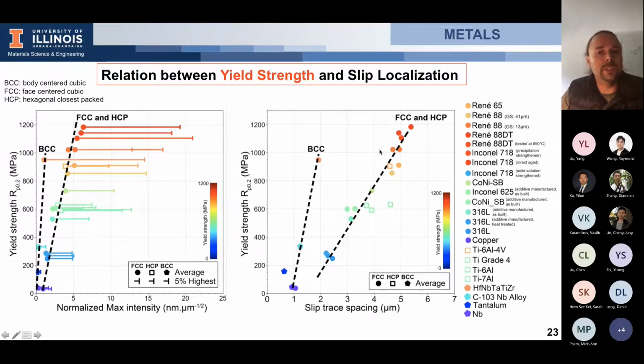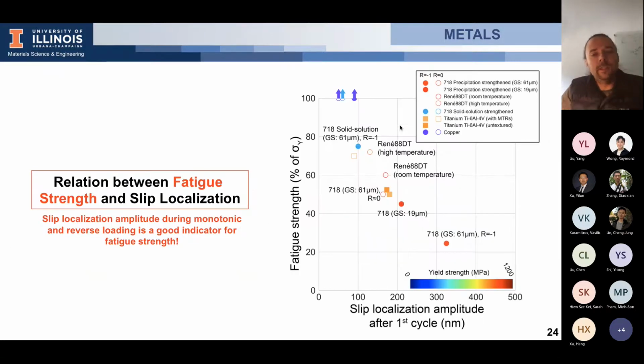You can also, with this statistical analysis, extract the spacing between the slip traces. And you, of course, obtain the same trend, where materials with high yield tend to develop high spacing. So you develop fewer slip bands, but these slip bands display very high intensity. Okay. And then you can also do the measurements, as mentioned, during the first cycle, so after tension and compression, and compare the result to the fatigue strength.